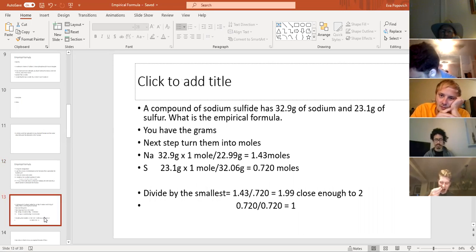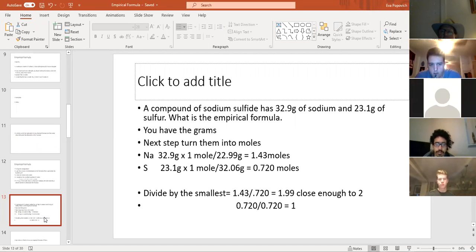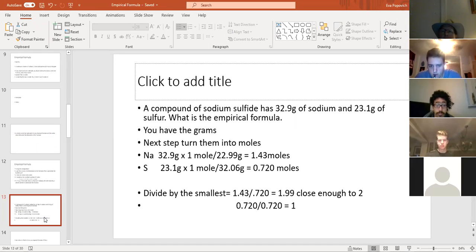My compound, sodium sulfide, has 32.9 grams of sodium and 23.1 grams of sulfur. What is the empirical formula? I have the grams. Step 1's done.